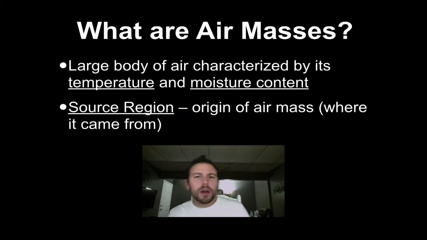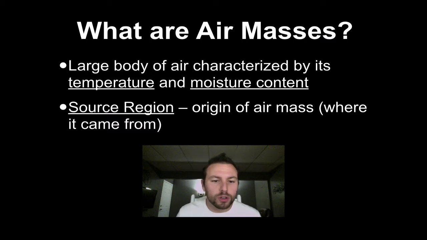Air masses are nothing more than a large body of air, a big parcel of air that's characterized by the amount of moisture that it has in it and the temperature of that air mass. So most people think of a cold or warm air mass, but we also need to look at the humidity within that air mass, or the moisture in there. The air masses come from certain places. That is called their source region, or their origin, where they come from.